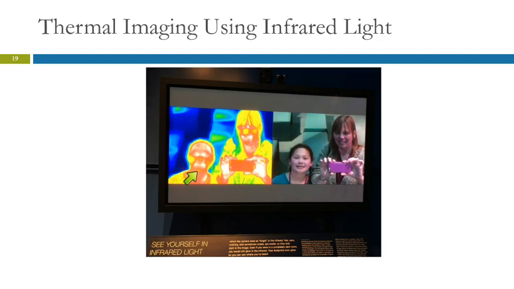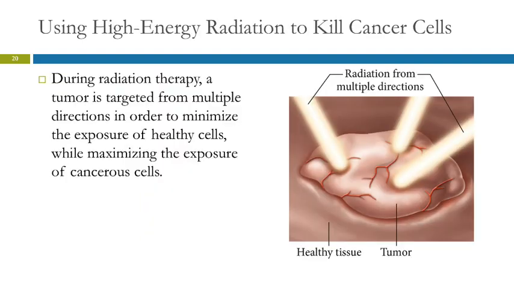And as you can see, our skin is warm, our clothing is cooler, and then the background is cooler yet. They choose what colors to represent that in, when they design the computer software to do that imaging. But infrared light, thermal imaging can be used to find warm things in the dark. So completely dark room, you could find a person because they're going to be warmer than the surroundings. Kind of cool.